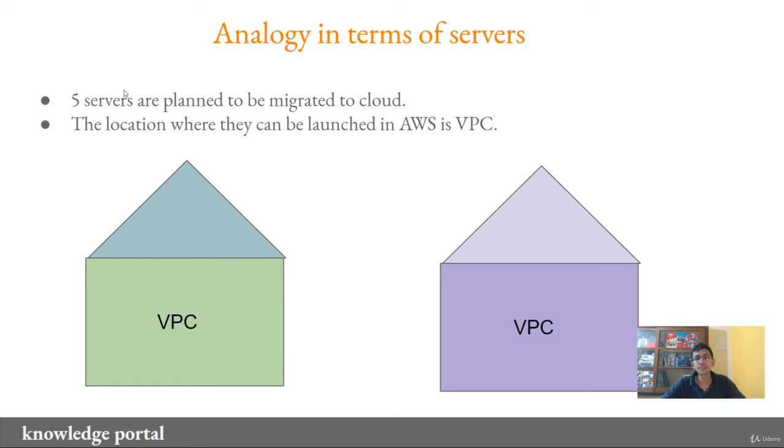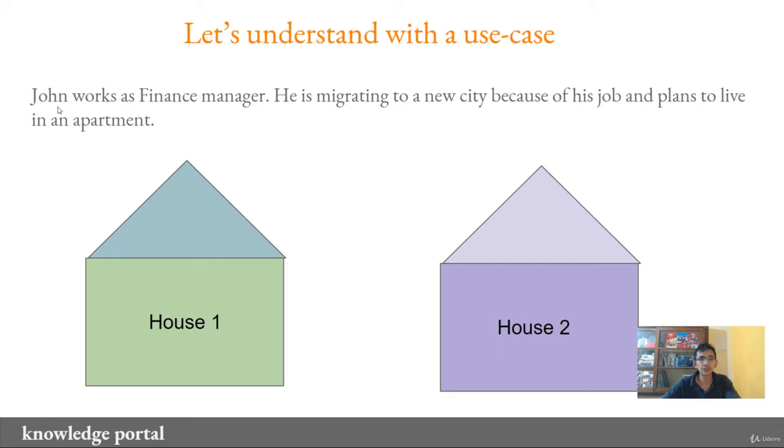So these 5 servers can be within a data center or they can be a different environment altogether. So when you migrate it to cloud, in our case AWS, then also they have to find a place where they can stay. And that place where the servers can stay is called the VPC. So in case of John, since he was migrating to a new city, he had to live in a house or an apartment.